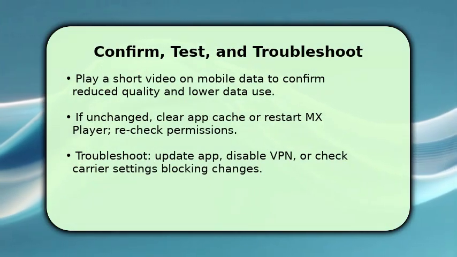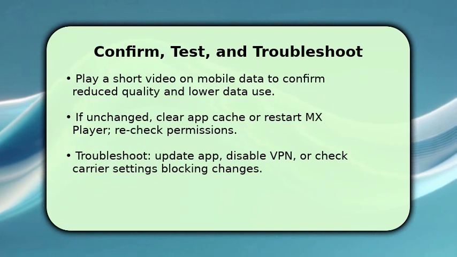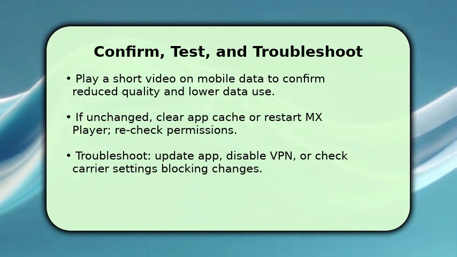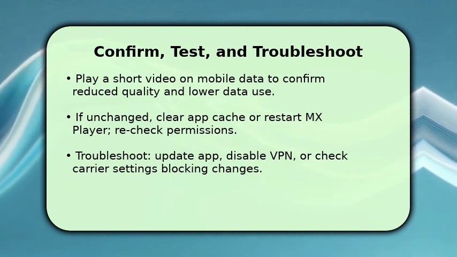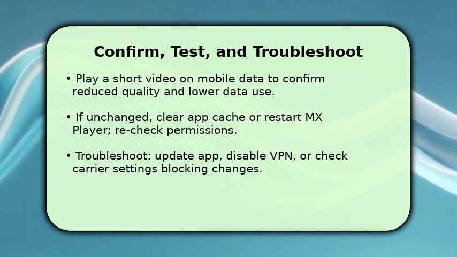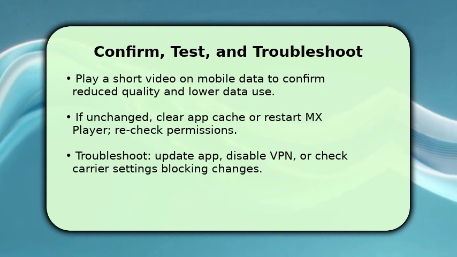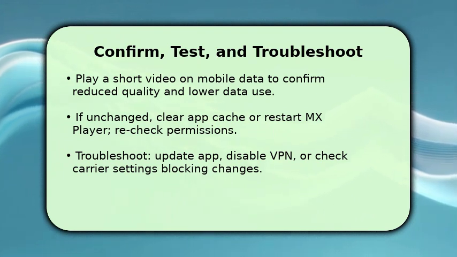If the player still streams high quality, clear MX Player's cache or force stop and reopen the app. Make sure storage and network permissions are granted. If problems persist, update the app, temporarily disable VPNs or proxies, and verify your carrier's streaming policies.